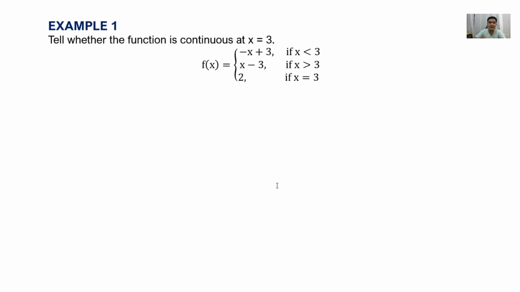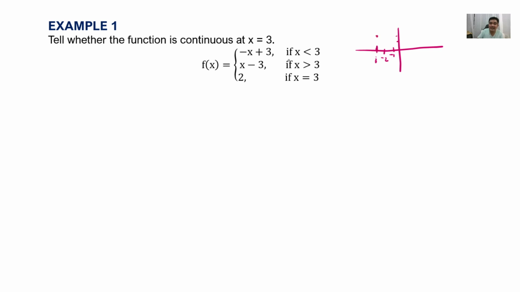Okay, so example number 1. Tell whether the function is continuous at x is equal to 3. So ano yung function natin, class? Yung function natin at x is equal to 3, class, is 2. Okay, so 1, 2, so meron tayong 2.